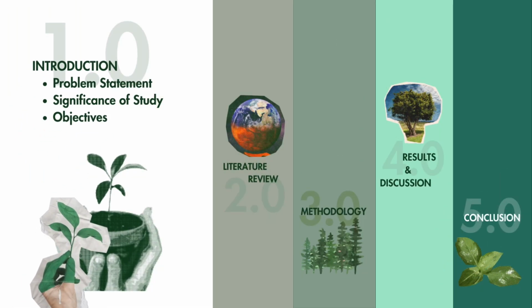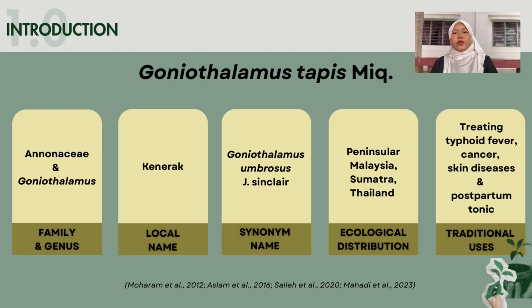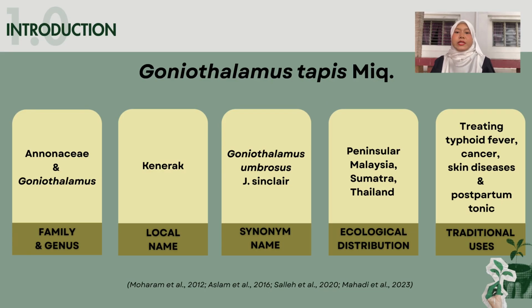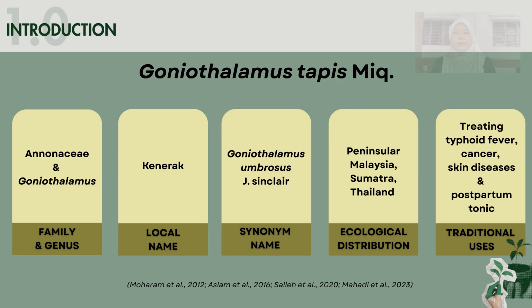the introduction first. So, let me begin by introducing you to the plant species that I've used for my study, which is Goniothalamus. Goniothalamus comes from the family of Annonaceae and the genus Goniothalamus. It is locally known as a kena and its synonym name in scientific literature is Goniothalamus umbrosus. It is found and ecologically distributed in the regions of Peninsular Malaysia, Sumatra, and also Thailand. It is traditionally used in treating typhoid fever, skin diseases, cancer, and also postpartum toning.